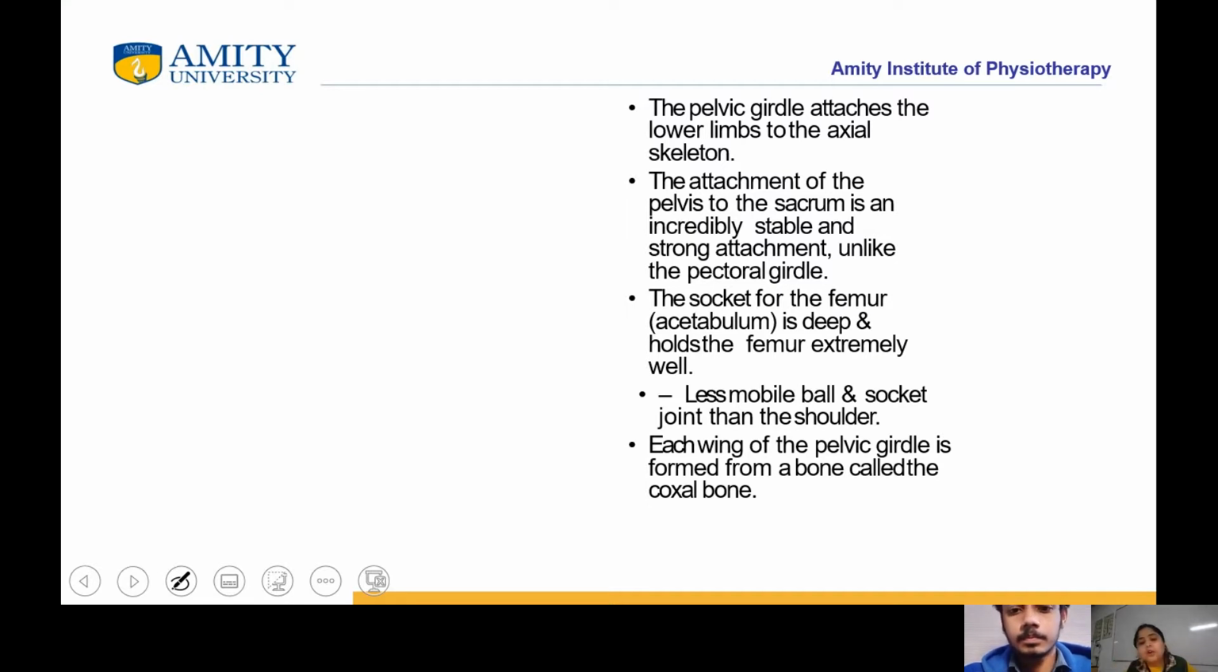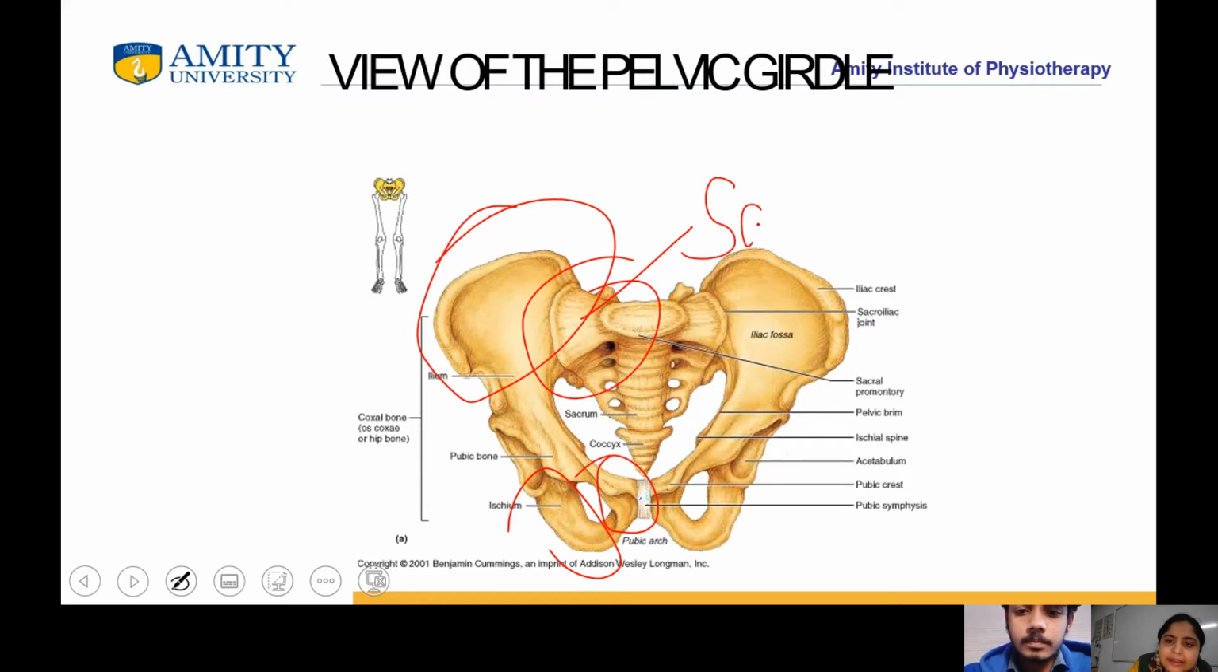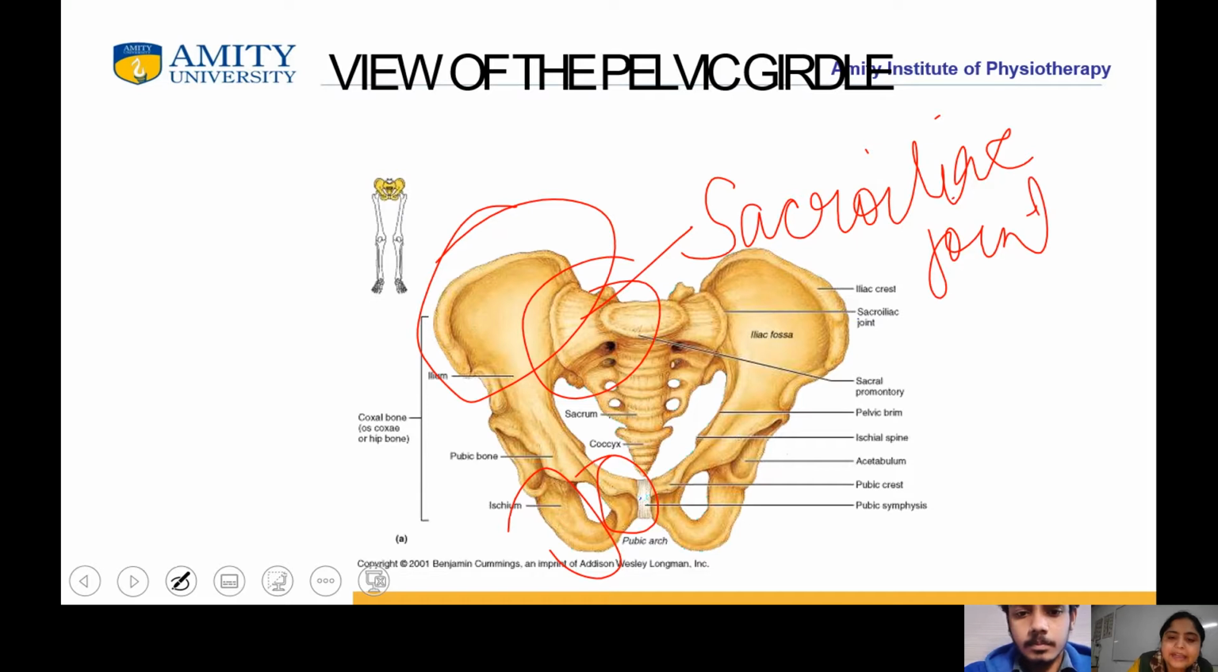If we look at each wing of the pelvic girdle, it is formed from a bone called the coxal bone. When we see the view of the pelvic girdle, the pelvis is made up of three bones: the ilium, ischium and the pubis, which is connected posteriorly with the sacrum to form the sacroiliac joint. Anteriorly, both of the pelvic bones join and form the pubic symphysis.